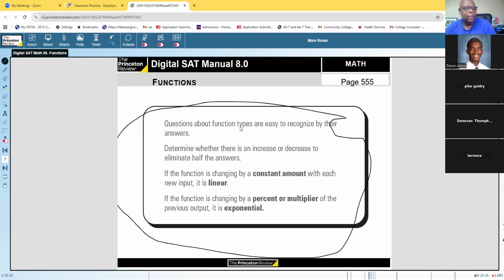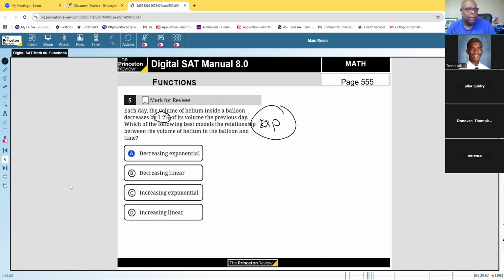Right. So it's pretty interesting when you use that literally on this problem here, you see the decrease. Everybody sees that decrease, right, Terrence? Yeah, I see it. Pilar, you see that? Yeah, I see it. Donovan?